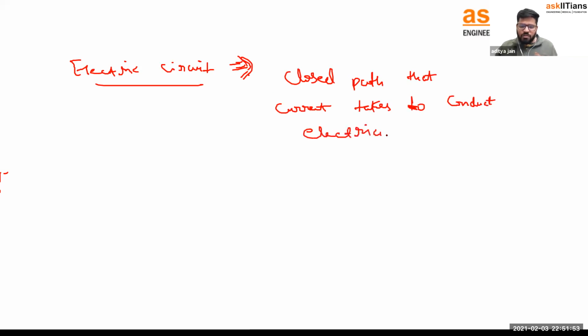So that closed path will be known as an electric circuit. Okay, so what is an electric circuit? It has some components also. An electric circuit is a closed path that current will take to conduct electricity through that portion. Okay, so that is defined as an electric circuit.